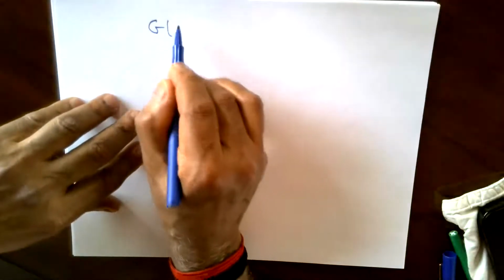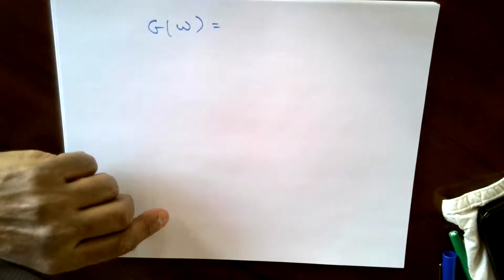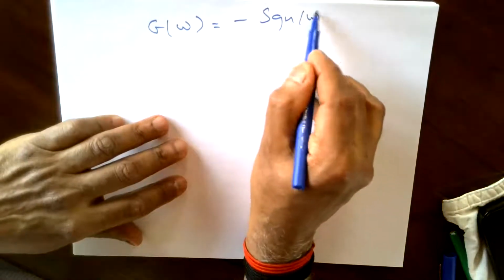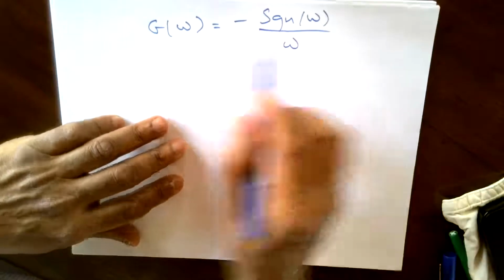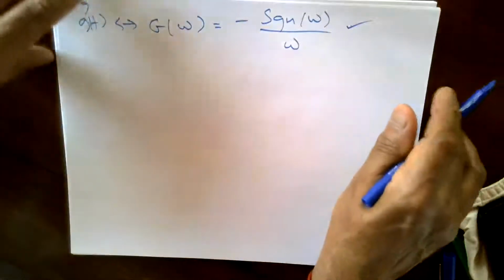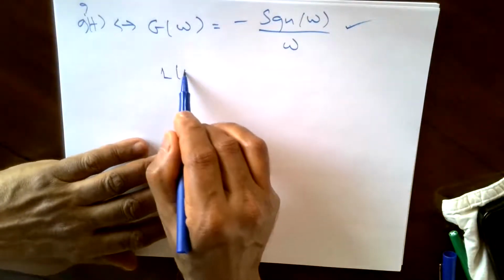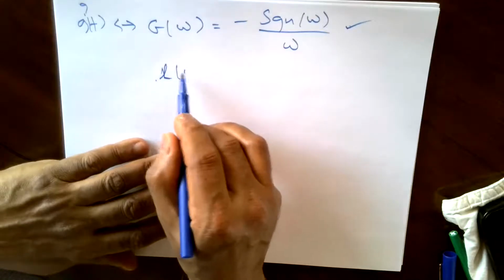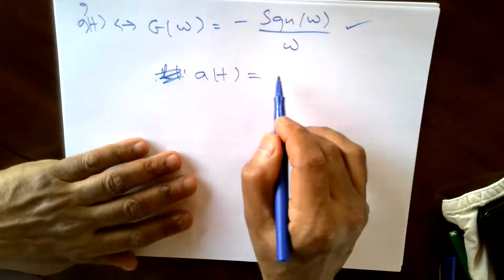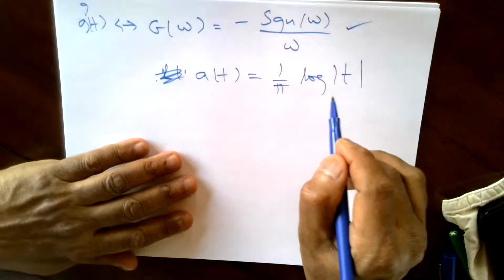So G of omega is, let's keep in mind, minus sine omega over omega. So the question is, what is G of t? This we don't know. We have this transform. So I'm going to try my luck and come up with a function, let me try this function, A of t equals 1 over pi log, natural log, of absolute value of t.